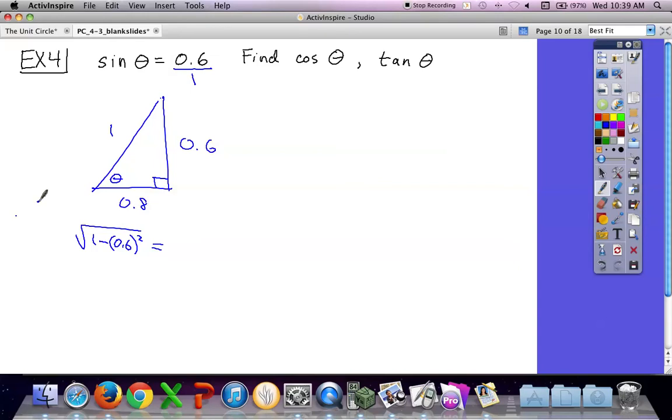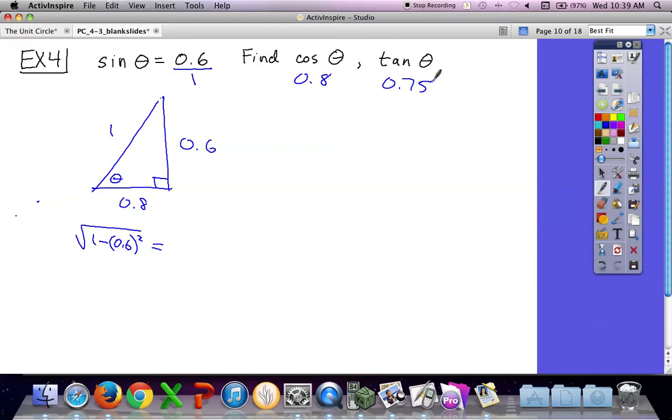Right. Now that I've got the triangle, then I can answer those questions directly. Cosine is adjacent over hypotenuse, 0.8. Tangent is opposite over adjacent, 0.6 over 0.8, which we already said was 0.75. So I've never used identities to do a problem like this. I would just draw the triangle, find the third side, and then get all this.